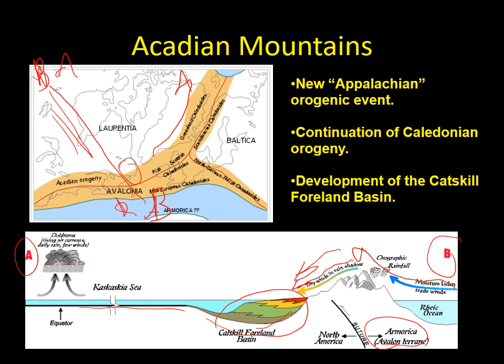And we see this happening with the Acadian Mountains as well, producing this very unique red beds Foreland Basin. The Catskills today are the uplifted Catskill Delta deposits from the Silurian and the Devonian.